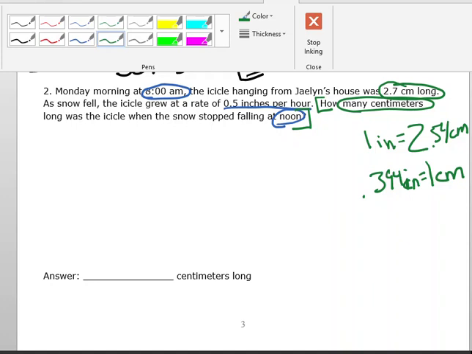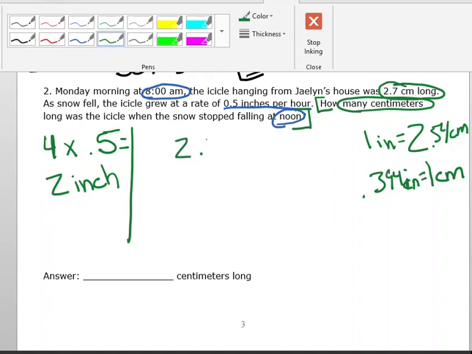Between 8 a.m. and noon, that's 4 hours. So I have my 4 hours between 8 a.m. and noon times 0.5, and I know the icicle grew 2 inches in those 4 hours. Now I'm going to add how much I'm working with in total. So I had 2.7 centimeters plus... 2.7 centimeters. Sorry, forgive me here.